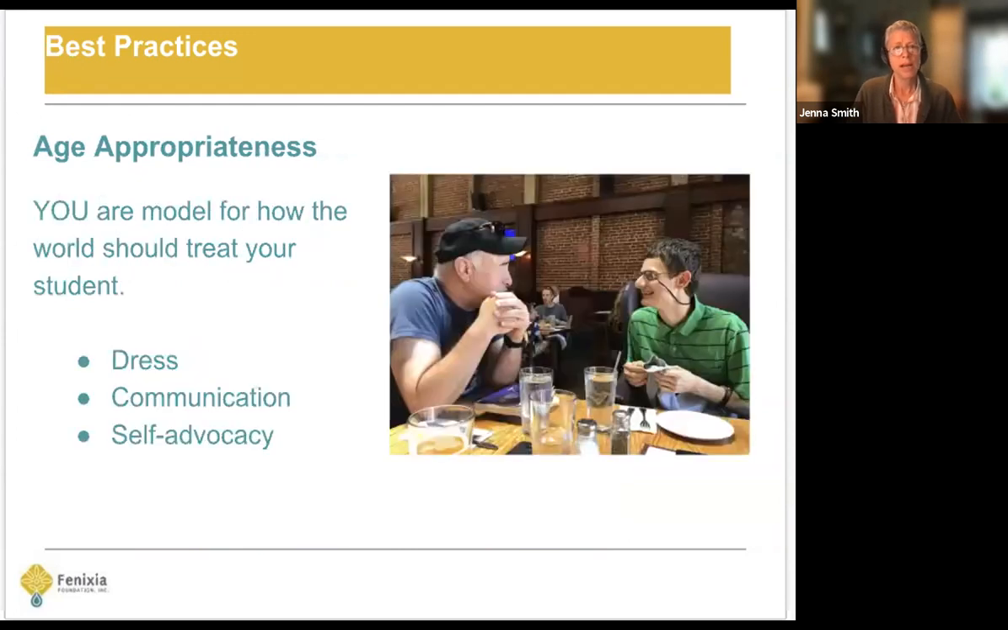And also, when we're out there, the thing to remember is that you are the model for how the world should treat your student. The way that you dress that student, the way that you communicate with that student, the way you make them advocate for themselves are teaching other people they're important.